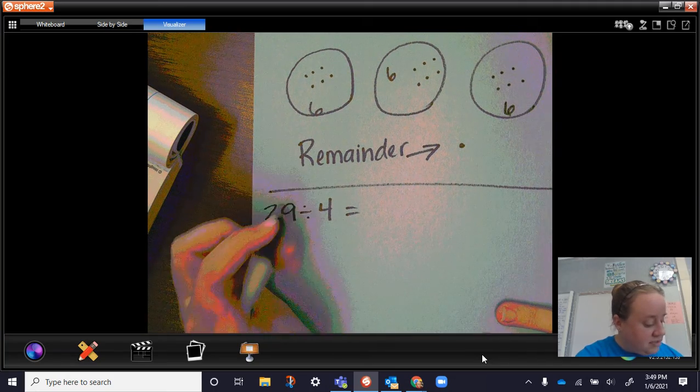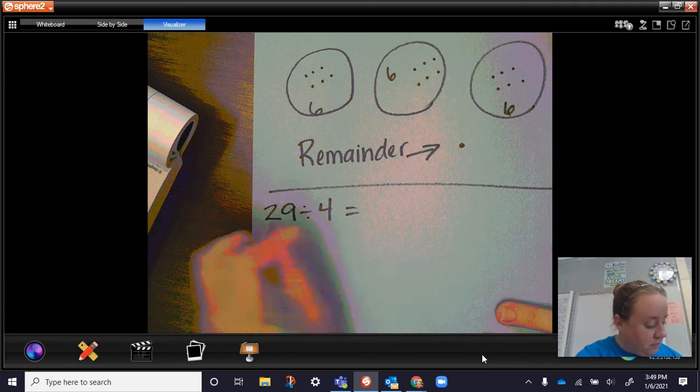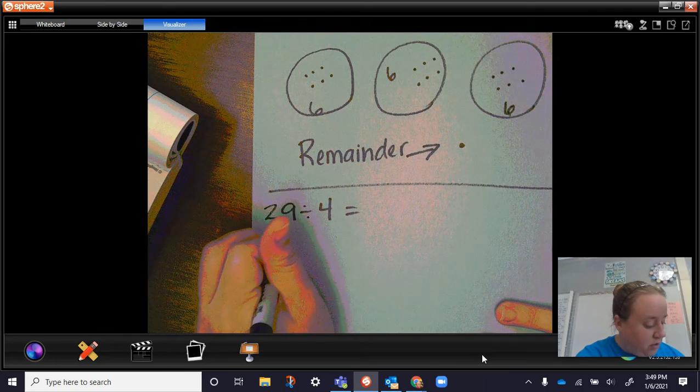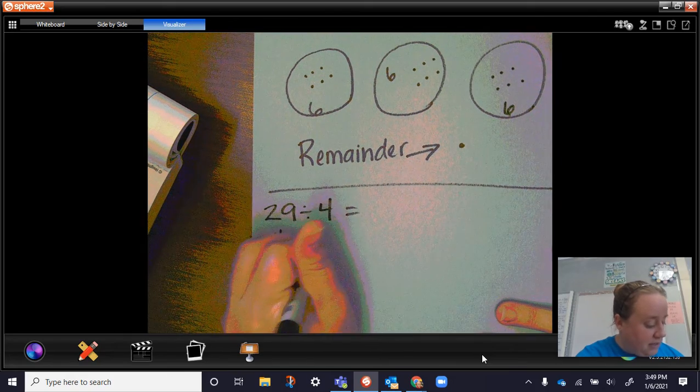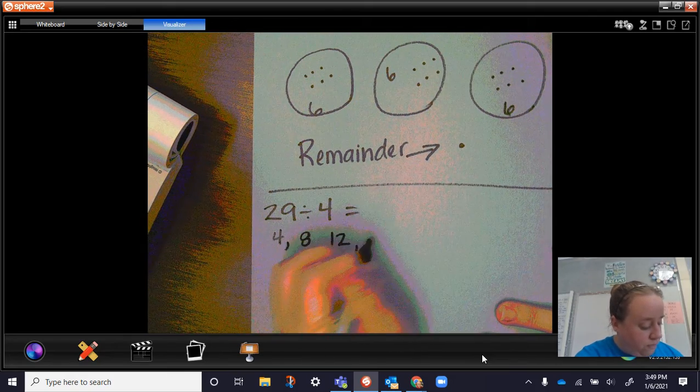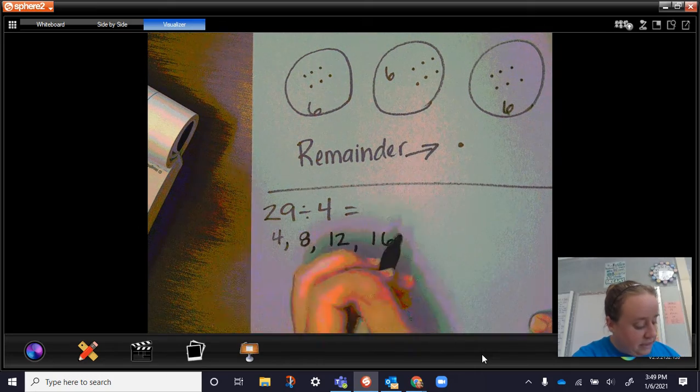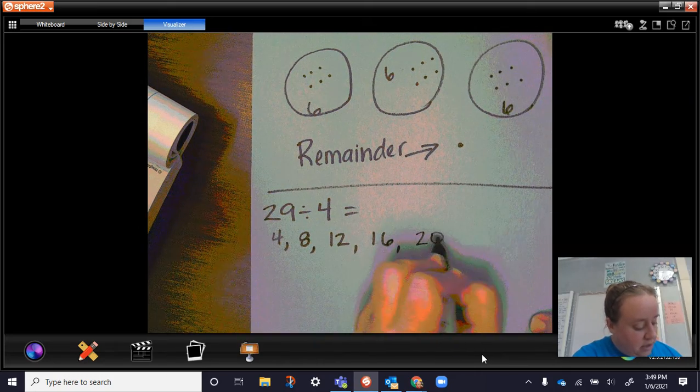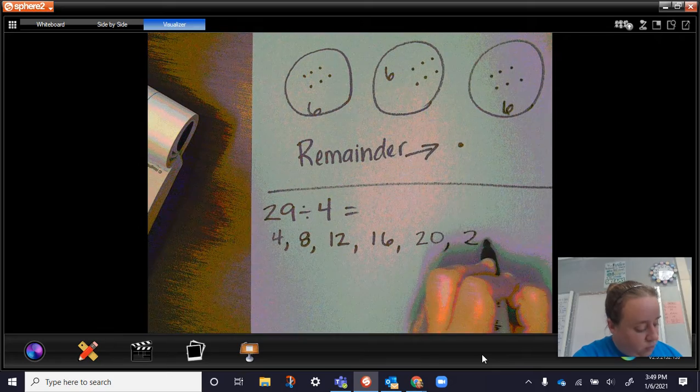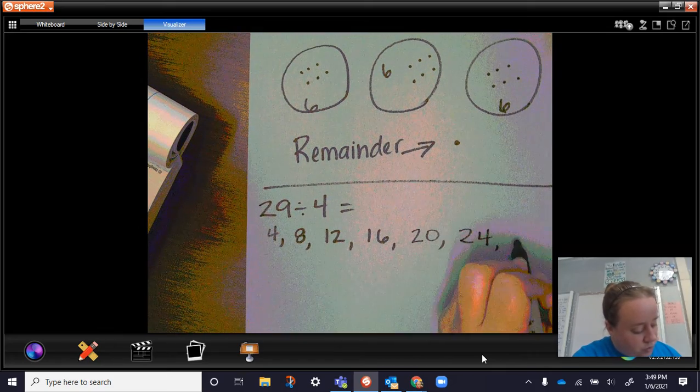We can also do it with skip counting. If I'm talking about groups of 4, that would be 4, 8, 12, 16, 20, 24, 28.